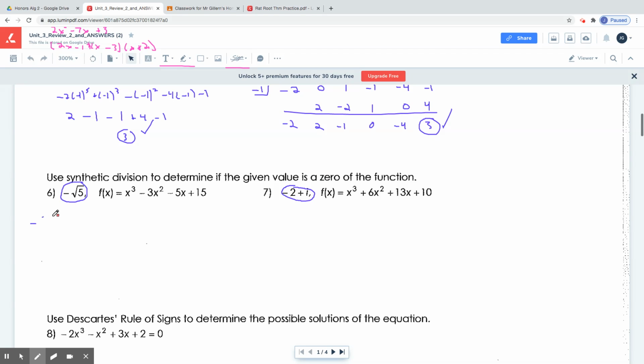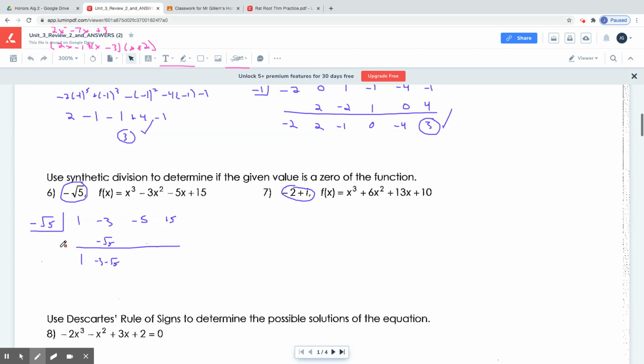So I'm going to put -√5 in the box. I'm going to list the coefficients across the top. 1, -3, -5, and 15. For it to be a 0, I need to get a 0 down here. So I just follow the steps. Bring it down, I get a 1. What do I normally do here? I multiply. Well, I can multiply 1 times -√5. It's -√5. Now, what do I do with those? I add those. Well, I can't really combine them, but I can do -3 minus √5, right? That's what it means if I add those two together.